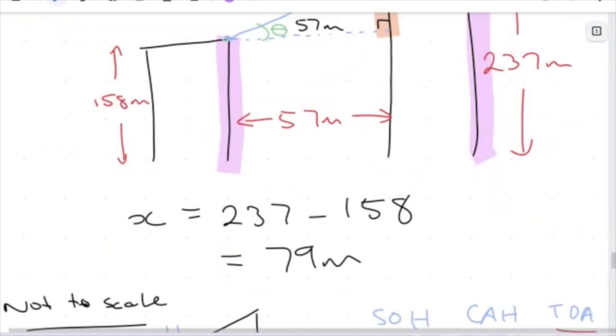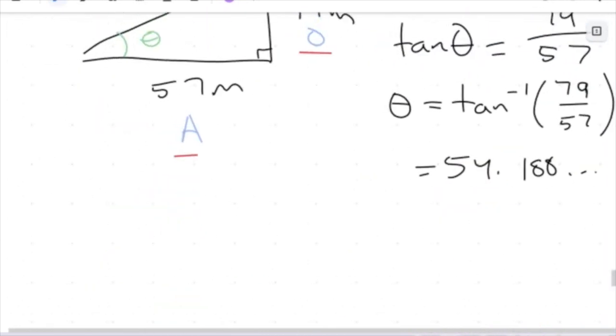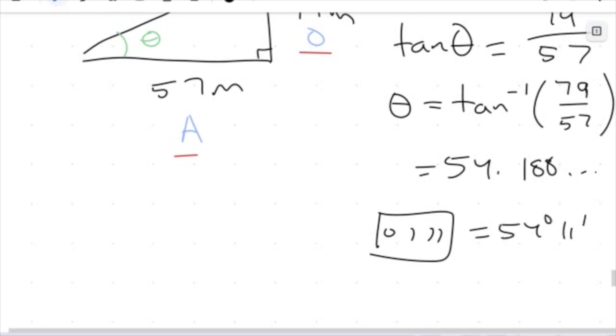I can put this into my calculator. Now, just a reminder, we can generate this once we have our answer. We can put this in the calculator with this little button here if you have a scientific calculator, and that gives you your answer in degrees and minutes. So this is going to give me 54 degrees and 11 minutes.